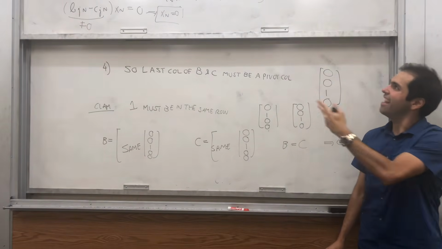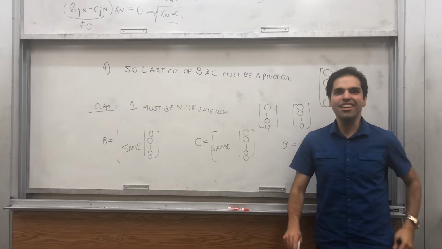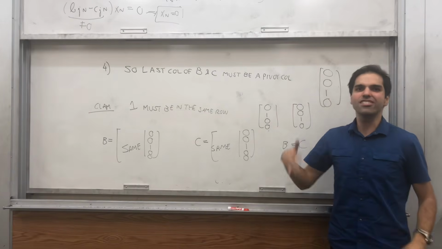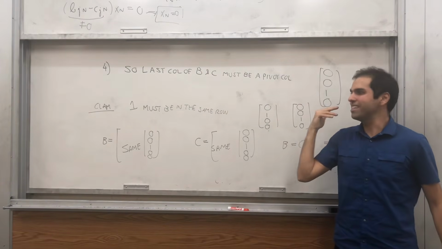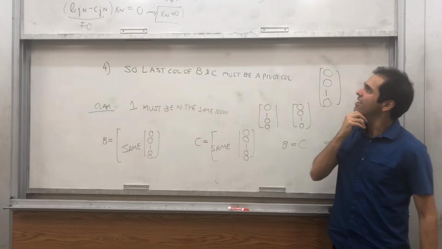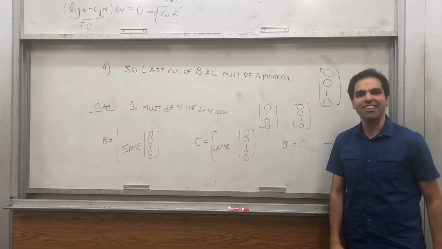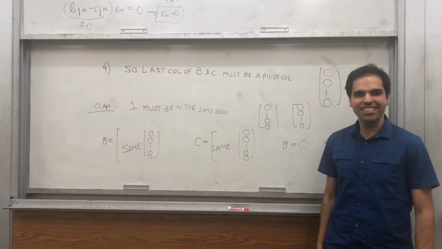And as I said, I like this proof a lot. It doesn't use very messy indices, just a little bit of intuition about null spaces, contradictions, and pivot columns. Alright, I hope you liked this little fun video.